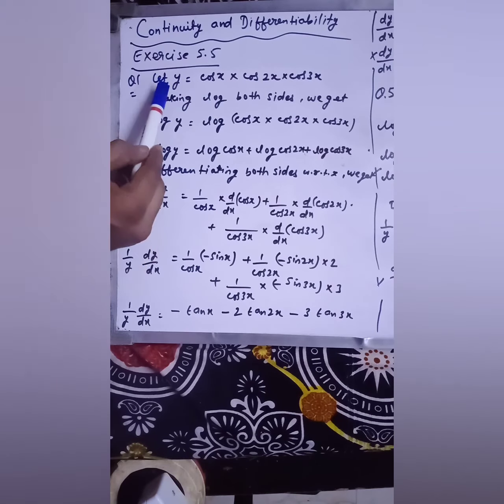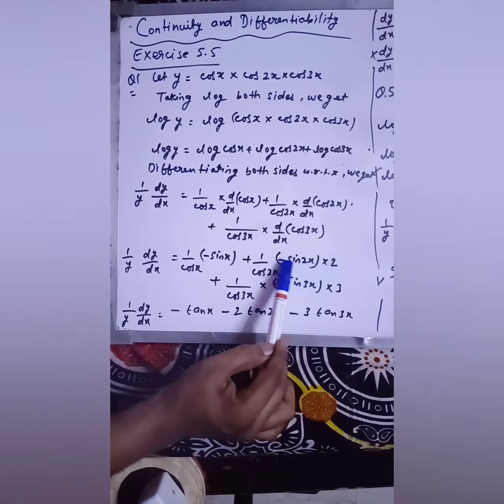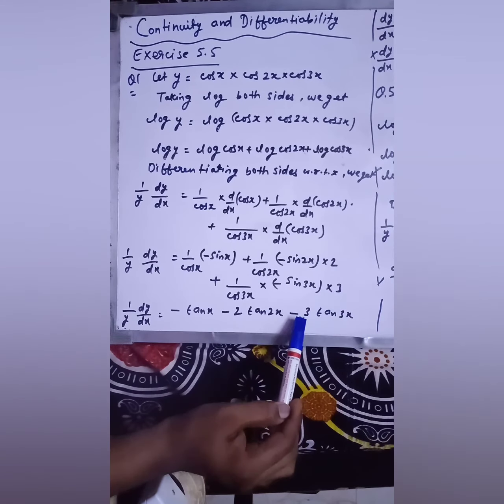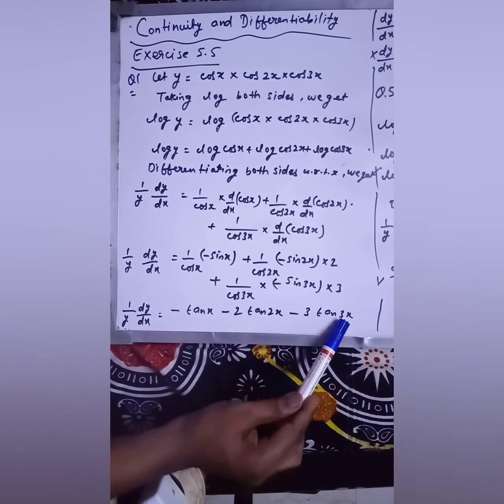Then plus, it's the same, 1 by cos 3x you copy. Then the derivative of cos 3x would be minus sin 3x into the derivative of 3x, that would be 3. And then you have to simplify it. Minus sin x upon cos x would be minus tan x. Minus 2 sin 2x upon cos 2x would be minus 2 tan 2x. Minus 3 sin 3x upon cos 3x would be minus 3 tan 3x.